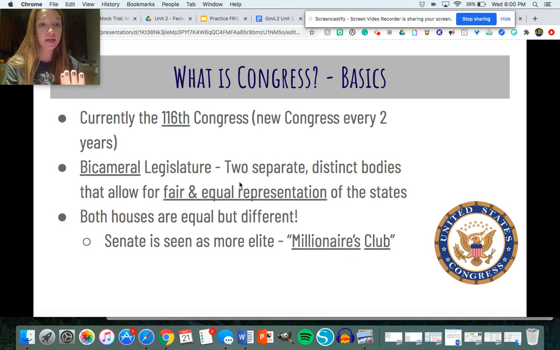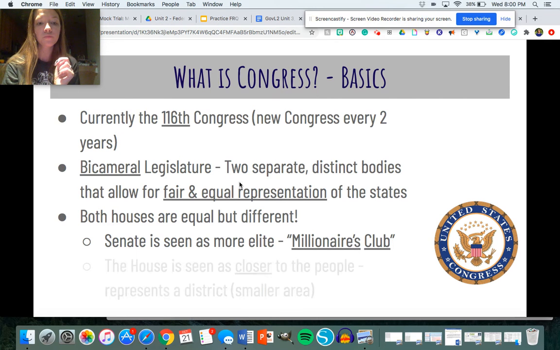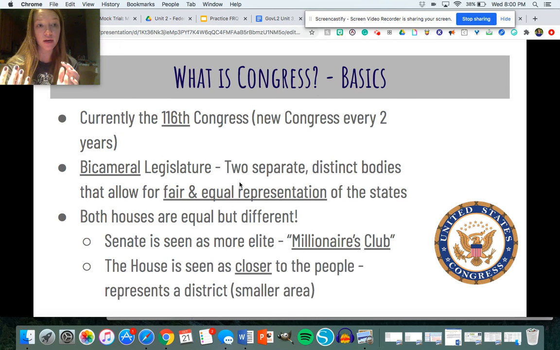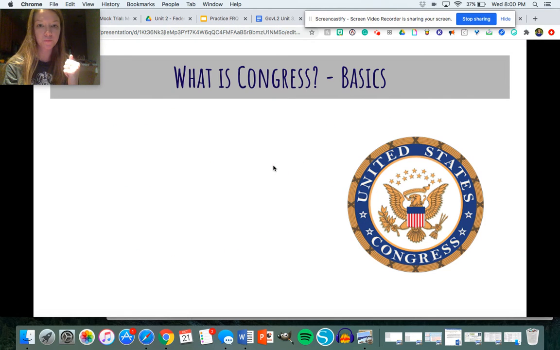But we have the Senate as one of these pieces, and that's the more elite group. A lot of people consider the Senate to be the millionaires club. And then the House of Representatives is seen as closer to the people because they were the ones originally elected by the people. They represent a smaller area known as a district, whereas the Senate represents a state. So the Senate is further away from the people, so to speak.